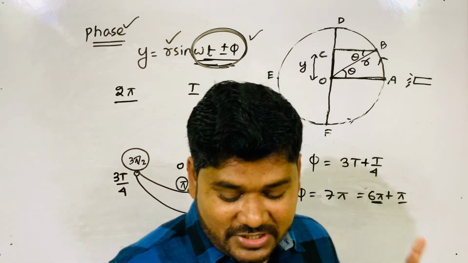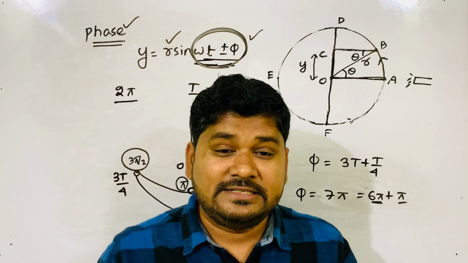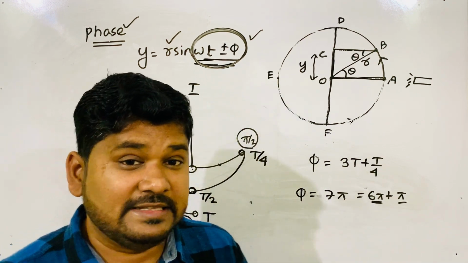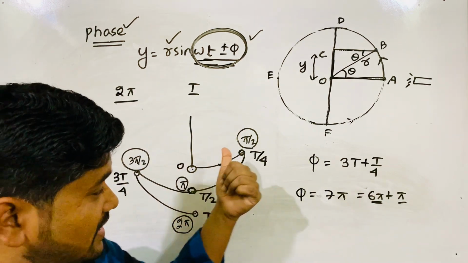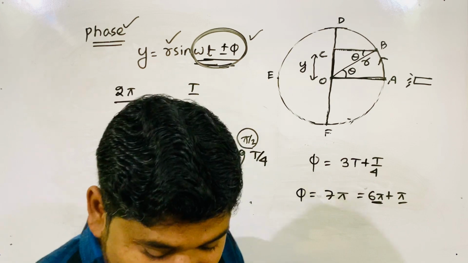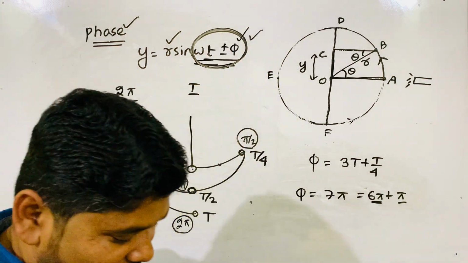This term is the phase. Phase determines the direction as well as position of motion of the body. This phase is measured in terms of either fraction of time period or fraction of 2 pi. Again the question which is coming to your mind, sir, what is this pi?